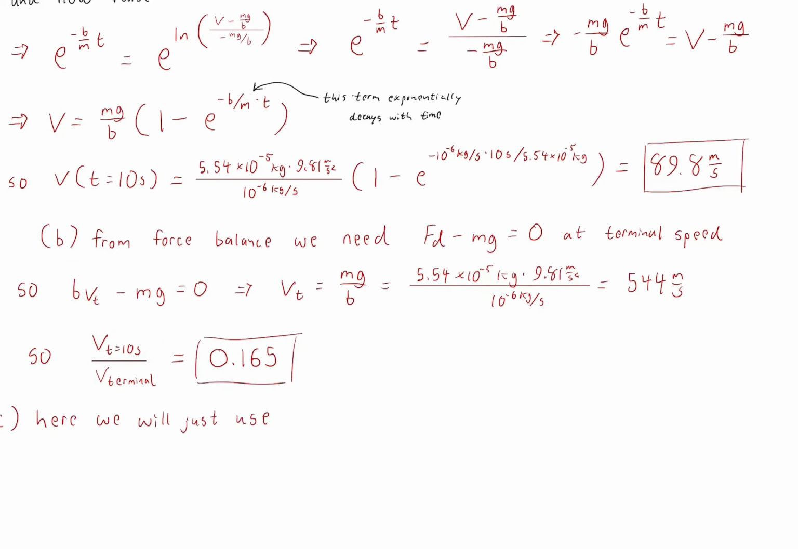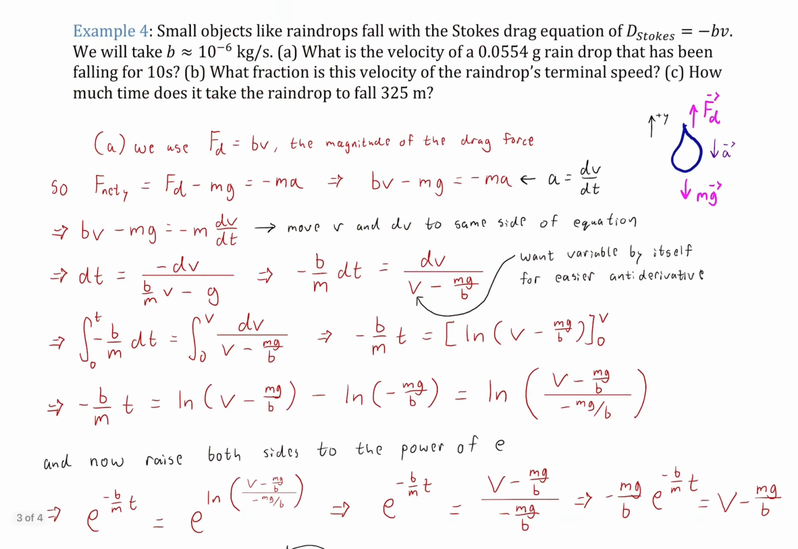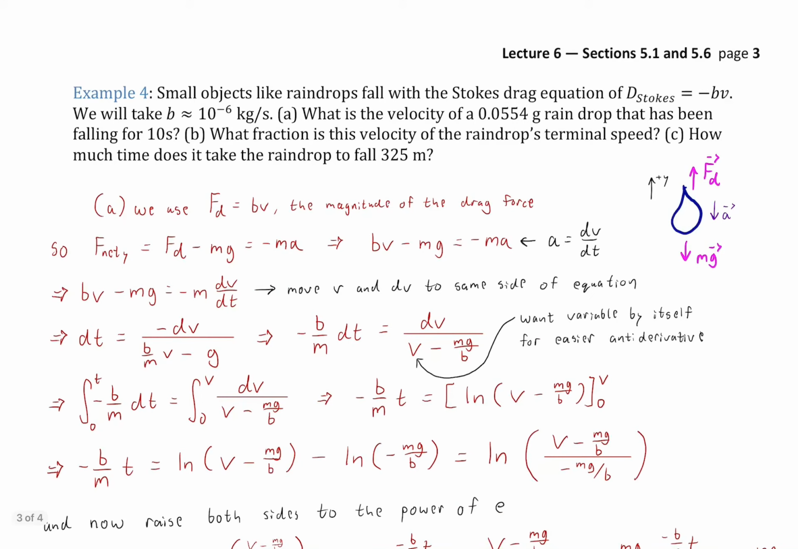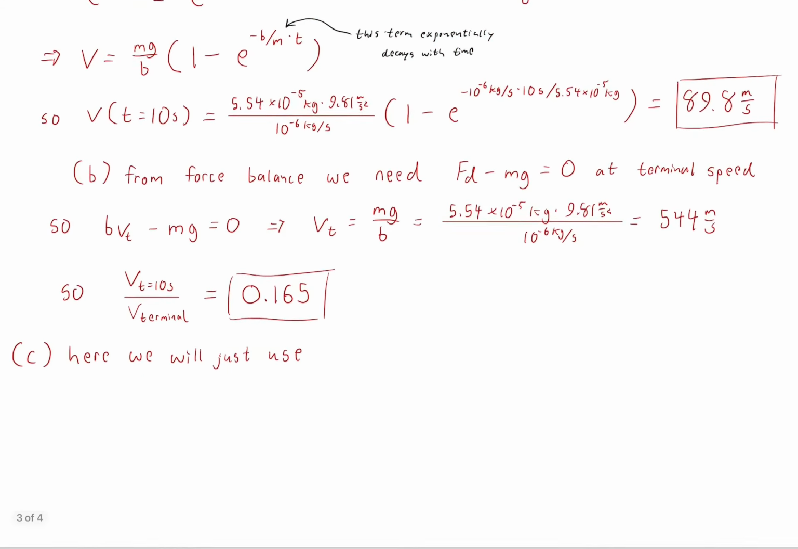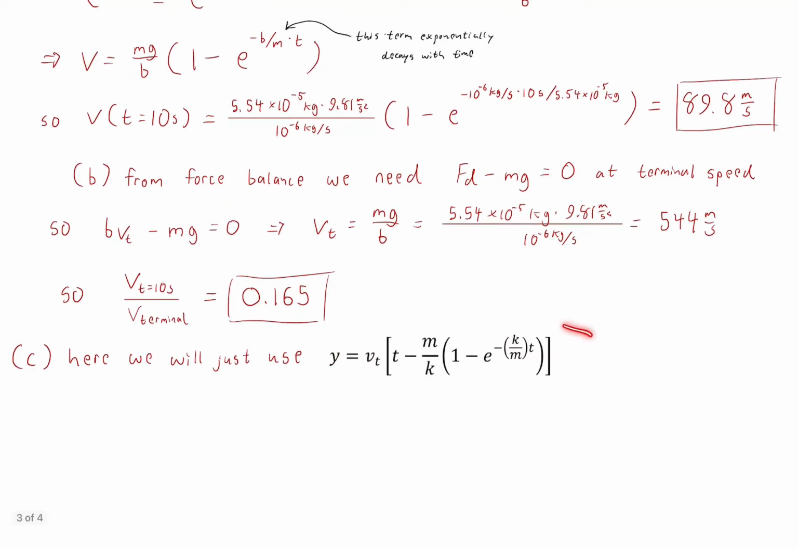And then for C, I'll remind you that we were asking how much time it takes to cover a certain distance. That's the one where we actually use the expression for vertical distance. By the way, to get that expression for vertical distance, which I haven't shown you, you would just integrate one more time. You take your velocity function and integrate it a second time. And when you do that, you get this.